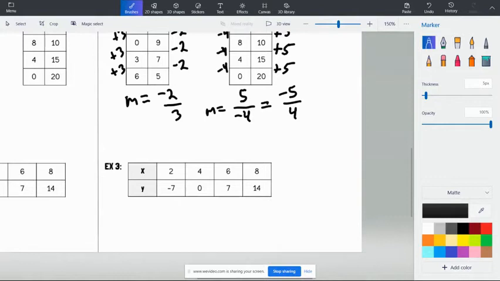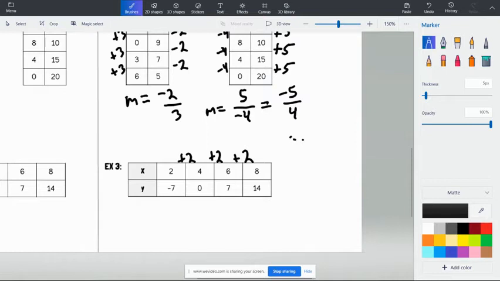Okay, now that you've tried this one by yourself, let me show you how to do it just in case you did not get it correct or in case you missed something on here. So the x values, 2 to 4, just add 2. 4 to 6, add 2. 6 to 8, add 2.